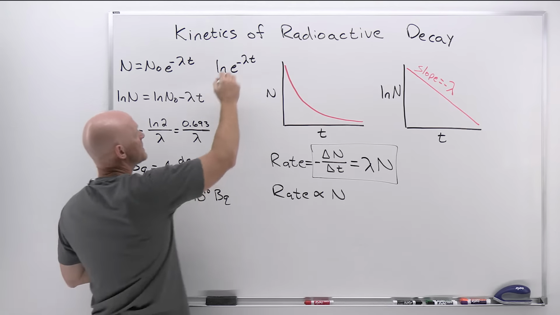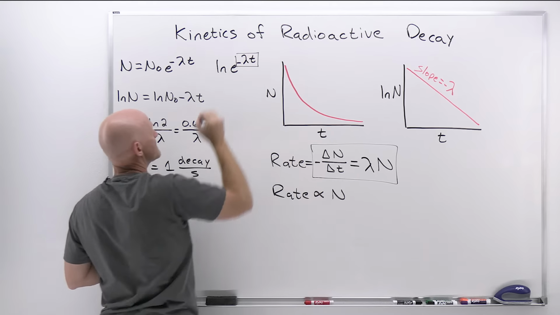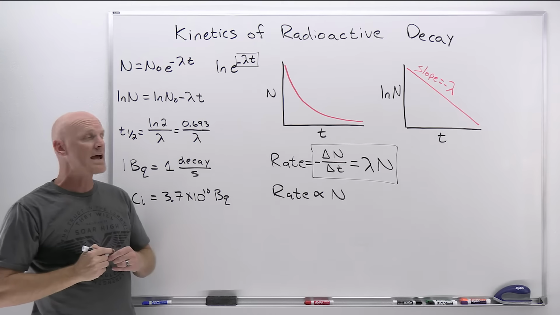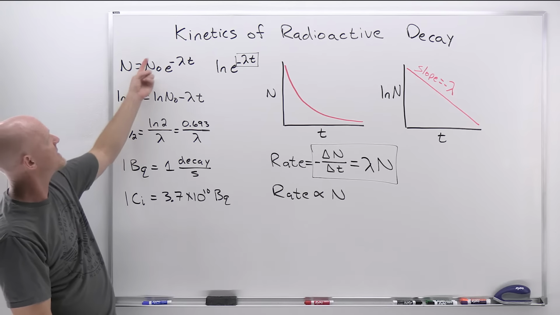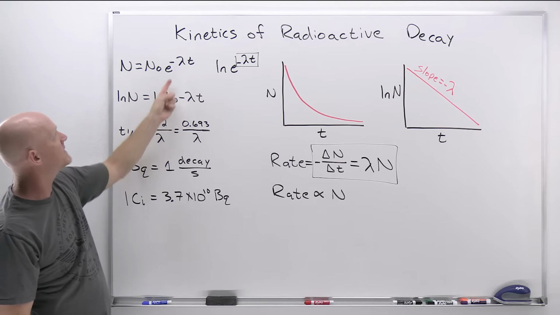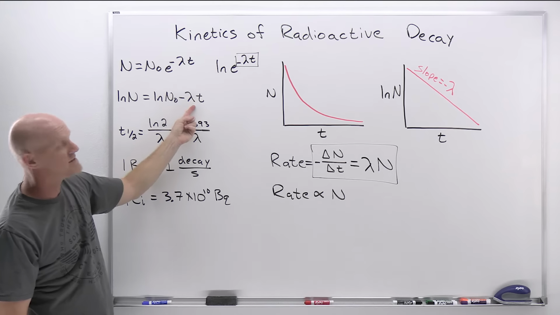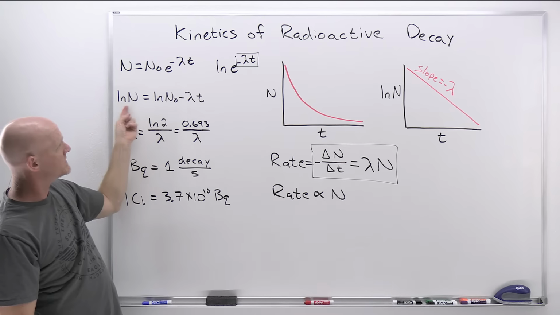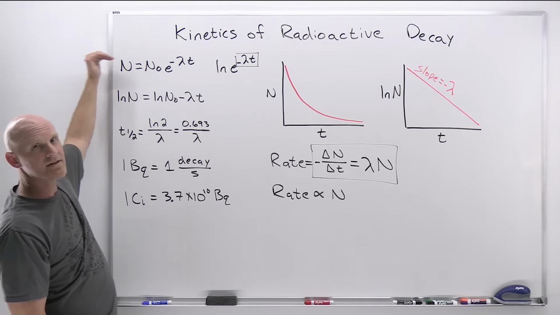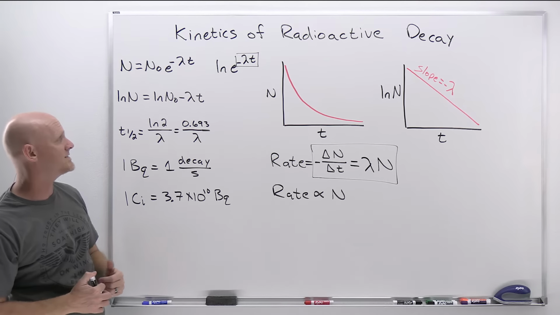What you're going to be left with here after taking natural log of e to the negative lambda t is just minus lambda t. And that's why here when you take the natural log of this whole side, you get natural log of n naught minus lambda t on this side. And so this is really the same equation as the first one, just having taken the natural log of both sides.